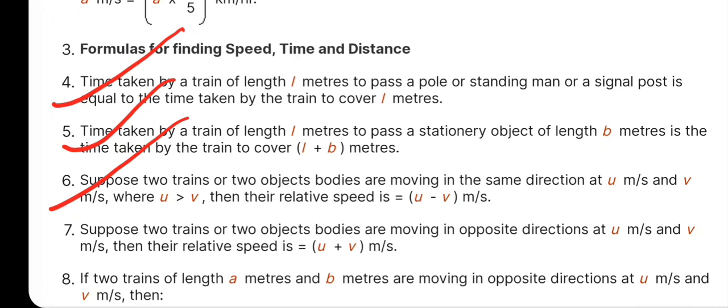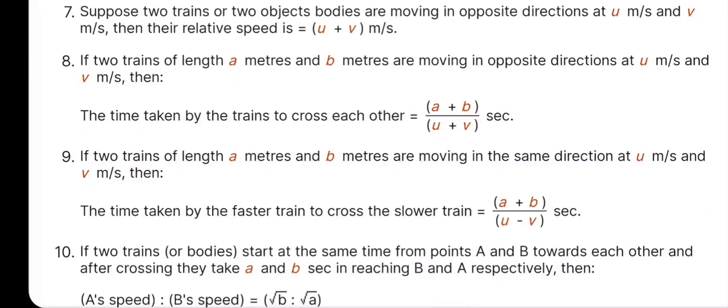Next point: if two trains of length a meters and b meters are moving in opposite directions at u meter per second and v meter per second, then the time taken by the trains to cross each other is (a plus b) by (u plus v) seconds.